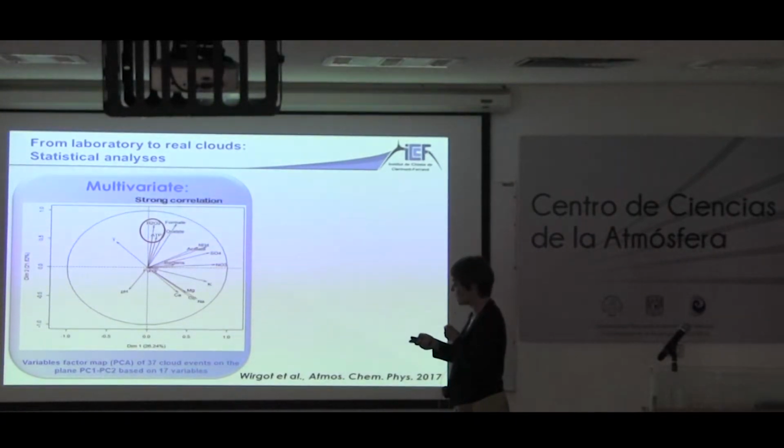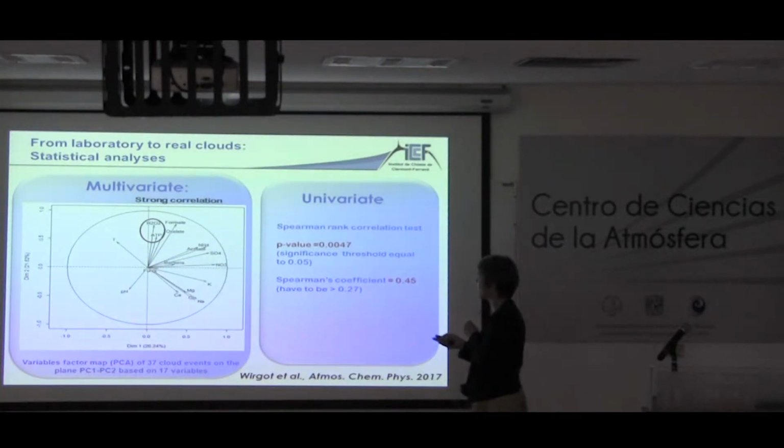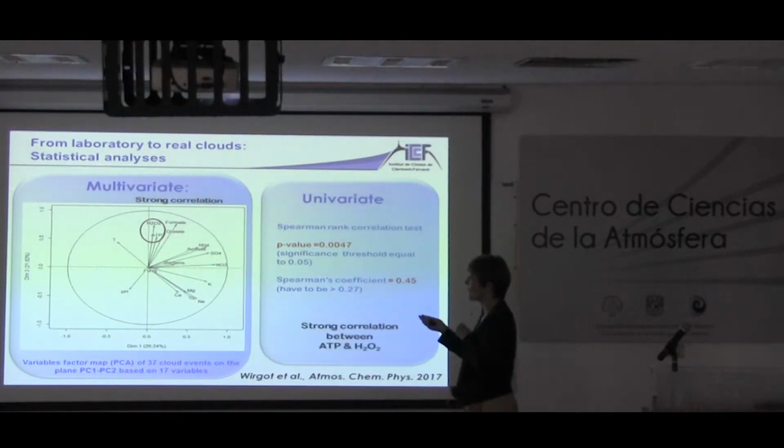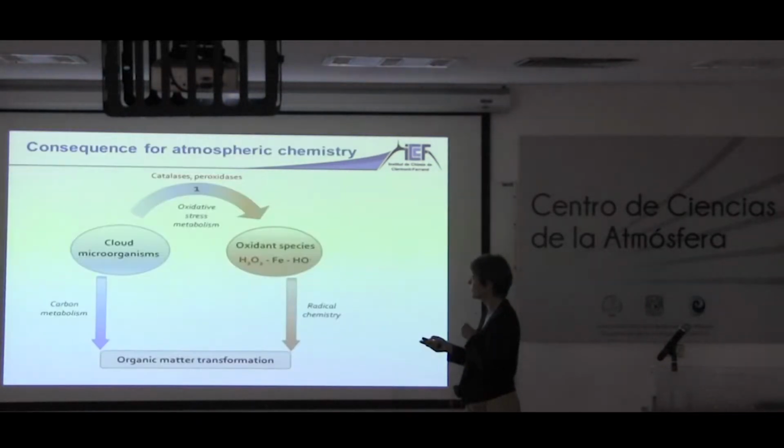And interestingly, you can see that this correlation is true here. ATP is not linked to the pH, for instance, or the temperature and the number of cells. It's really linked to H2O2. We made another type of statistical analysis, univariate testing, and then we found a correlation factor which is extremely low. It means that the correlation is really high. So it looks like in the clouds, they can adapt to this H2O2 concentration, and the ATP also varies depending on the cloud conditions.